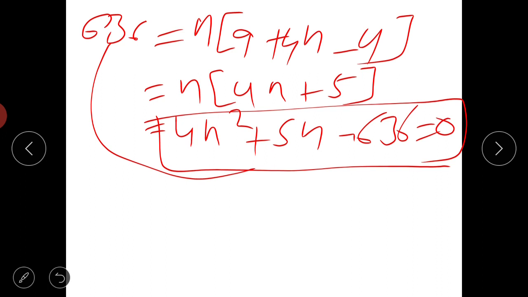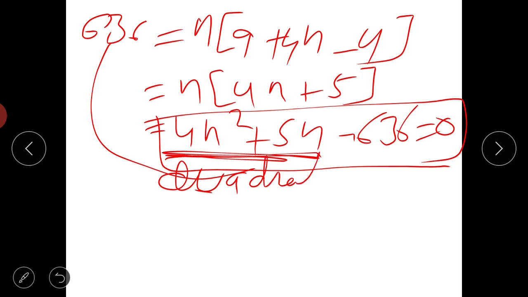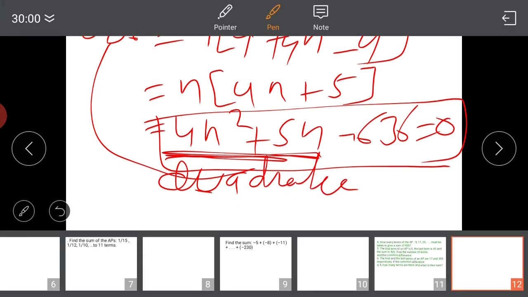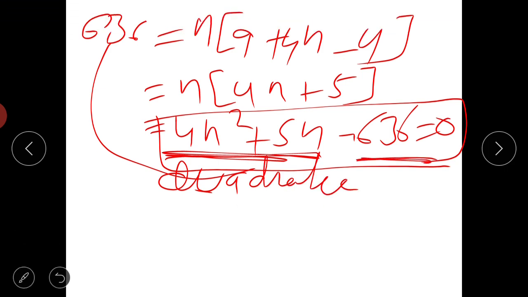What is that? It is that in any sequence, if you are asked for the sum of n terms and a quadratic equation is formed, a quadratic equation without its constant term, then that sequence must be in AP. Are you getting or not?